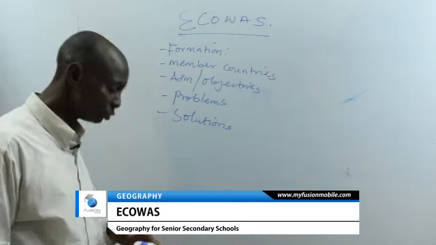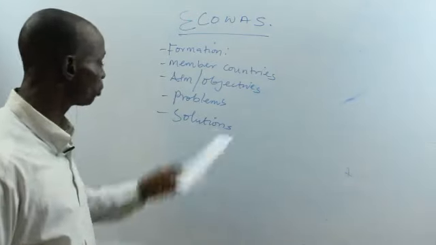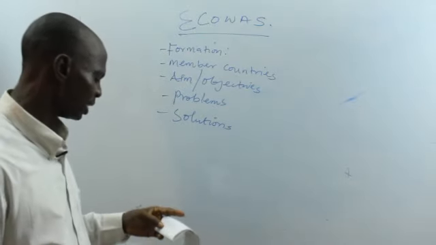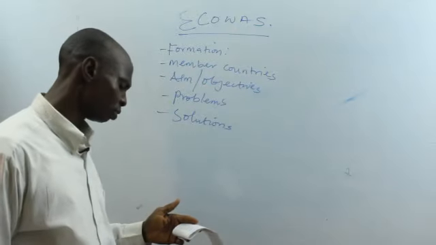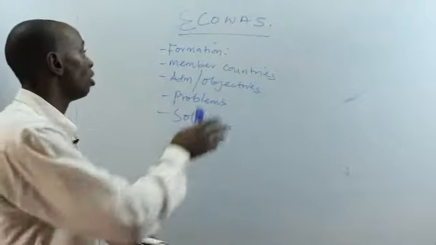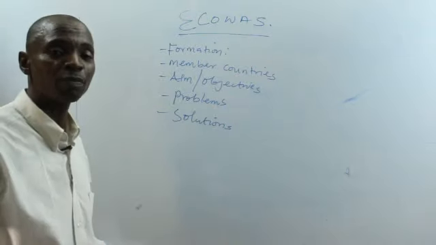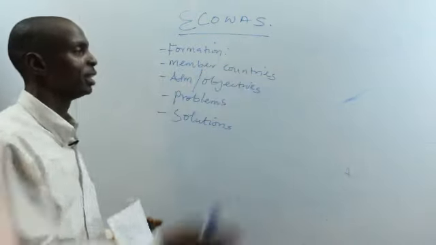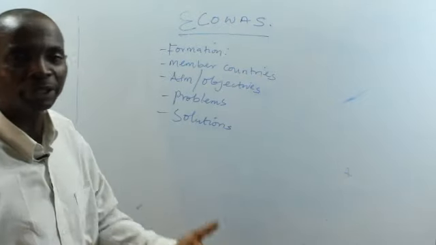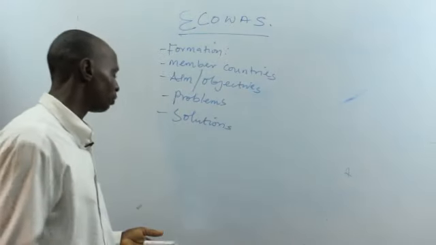But despite these achievements, they have some constraints. What are the constraints? That is the problems that ECOWAS faced. Number 1, diversification of what? Of products. It seems that all the member states produce almost the same thing. If I produce rice, you produce rice. This country produces rice. Mr. C produces rice. How would there be exchange of a product in terms of trade? That is one of the problems.